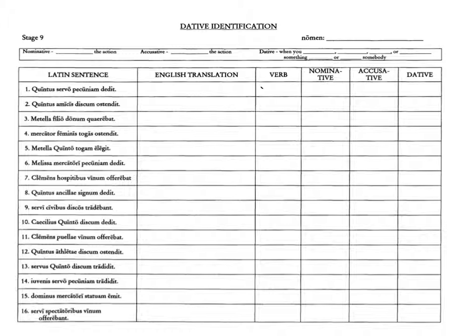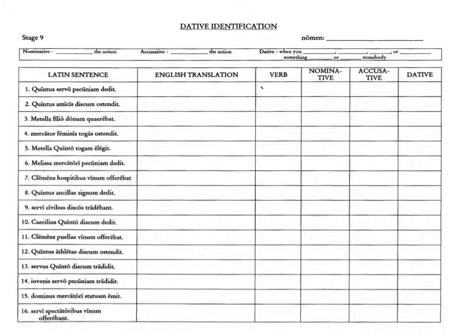Number two, it's Quintus shows his friends the discus. The verb is ostended, the nominative is Quintus, the accusative is discum, and the dative is amicis. For number three, it's Metella was searching for a gift for her son. The verb is quaerabat, Metella is the nominative, donum is the accusative, and filio is the dative.